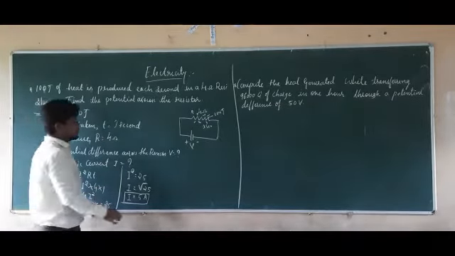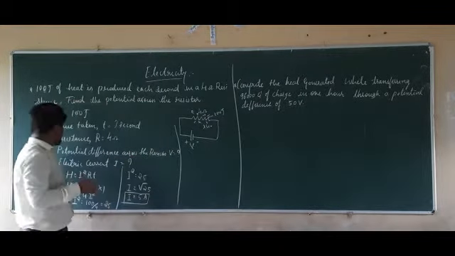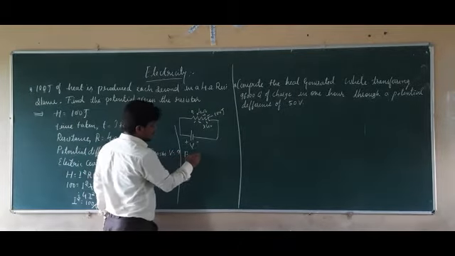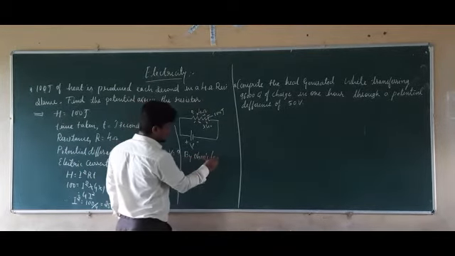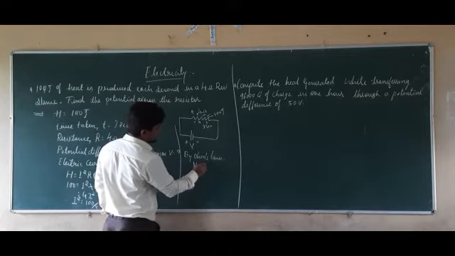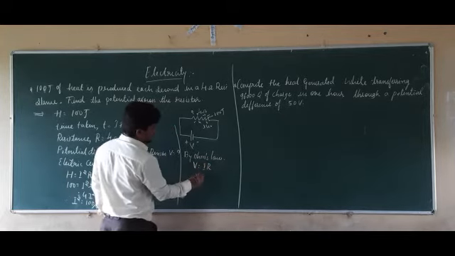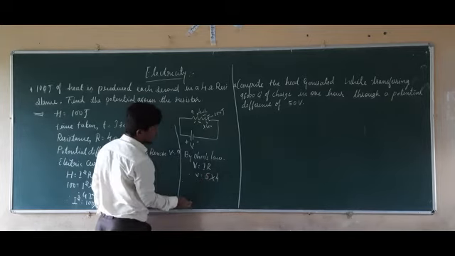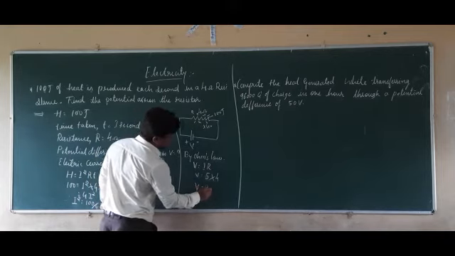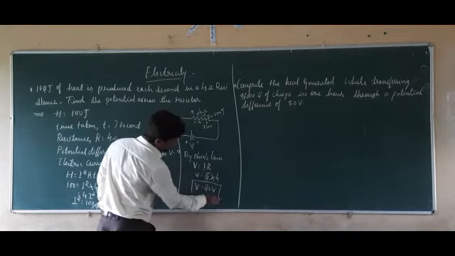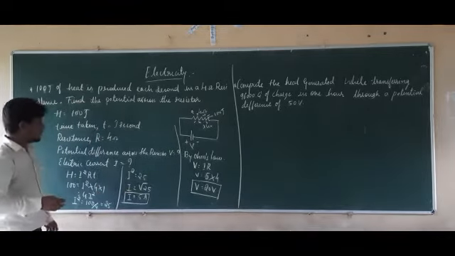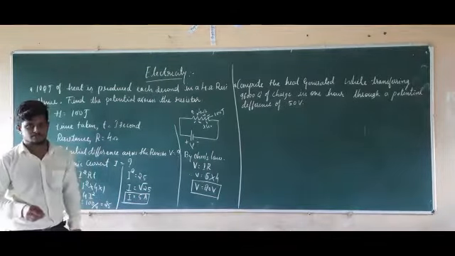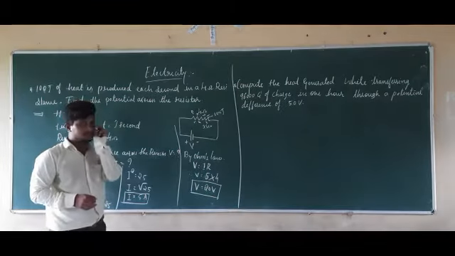I is equal to 5 amperes. So what we have to find out here? We have to find out the potential difference across the resistor. By Ohm's law, V equal to I into R. Therefore, V is equal to the value of I, which is calculated as 5, times the value of R, which is 4. Therefore, V is equal to 20 volts. So the potential difference across the 4 ohm resistor is equal to 20 volts. So this is the answer for the example question.